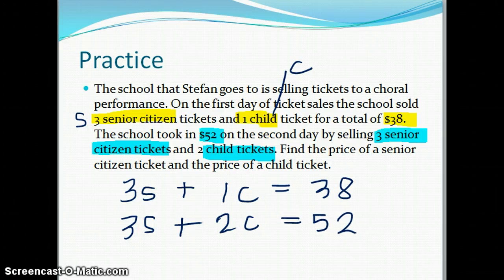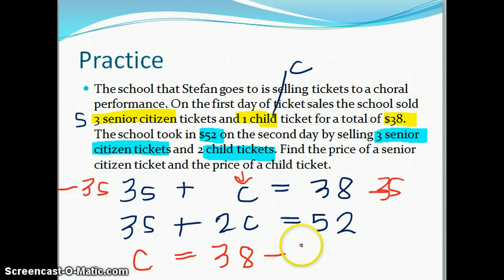So right away you can see that I'm starting to get my equation. Now on this equation here, we don't actually need the 1c, right? We only need that c. So I'm going to erase this because now you can see that it's starting to look like, hey, that's the equation. I'm going to solve for my variable. So I'm going to get this c all by itself. So in order to do that, I subtract 3s from both sides. So on my top equation now it's c equals 38 minus 3 senior citizens tickets.